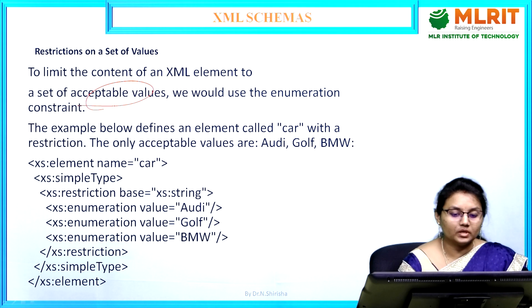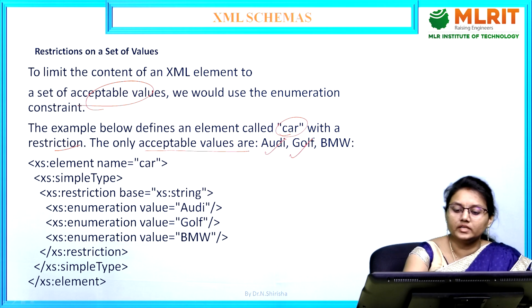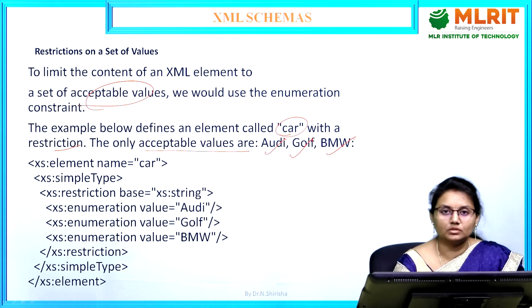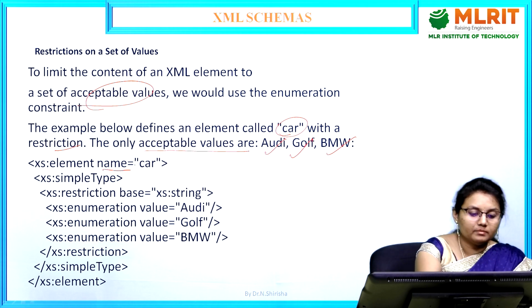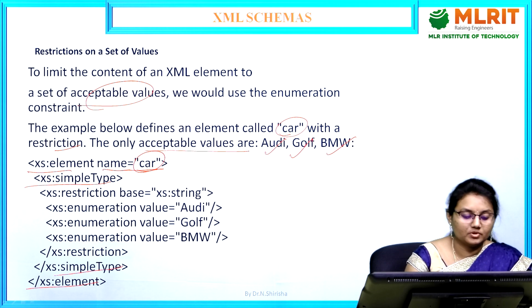Okay. So here we have an element car. Element car with a restriction. What type of restriction? Only acceptable values are Audi, Golf and BMW. So simple type only I am using. I am not using complex type or sequence type because I am not defining any attribute here. So the name of my element is car. xs:element gives you the element. Then xs:simpleType. I am just going to define a simple type. No complex, no sequence. So simple type you have to define.